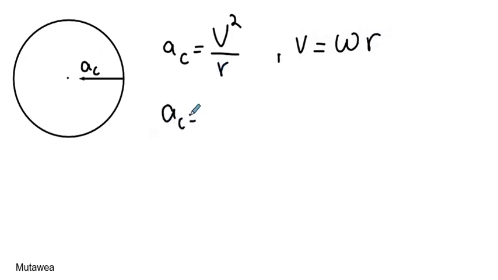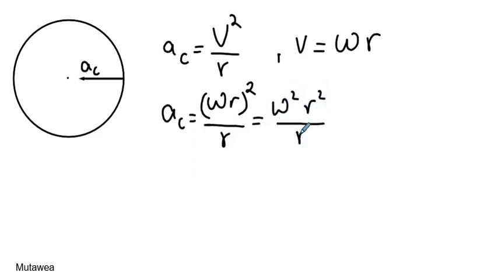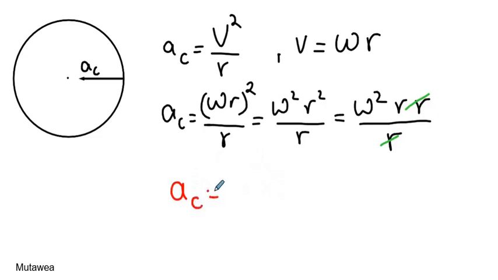In this case, the centripetal acceleration equals omega r squared divided by r, which is omega squared r squared divided by r. And so we can cancel r with the squared, because r squared is r times r, divided by r. So the centripetal acceleration equals omega squared r. So if an object is moving with constant speed around the circle, the only acceleration it has is the centripetal acceleration, also known as the radial acceleration. So the net acceleration of the object will equal a c, the centripetal acceleration, pointed toward the center of the circle.